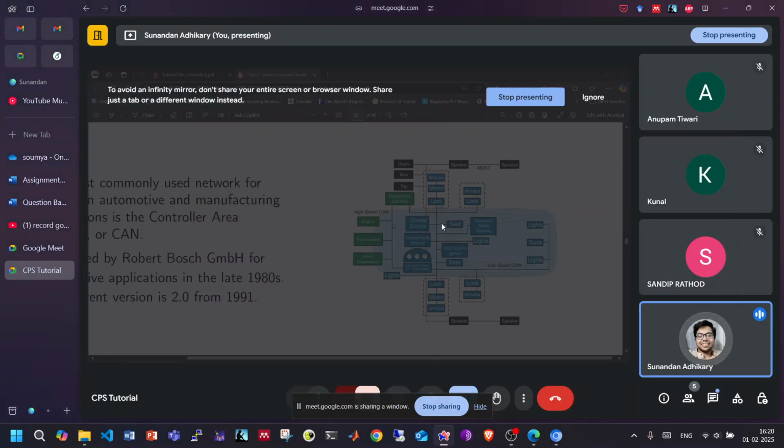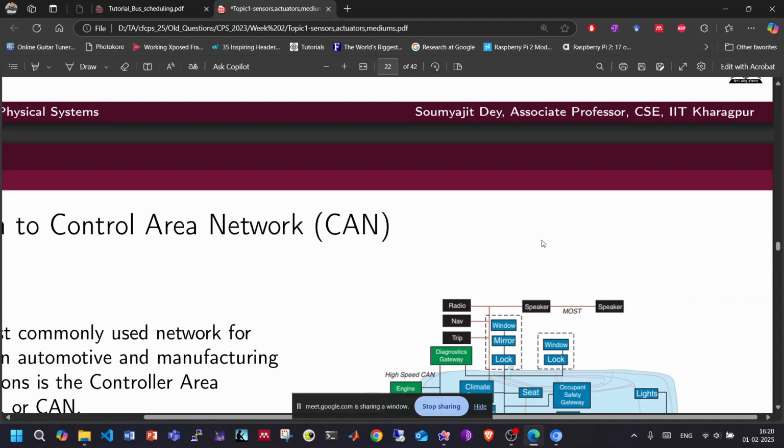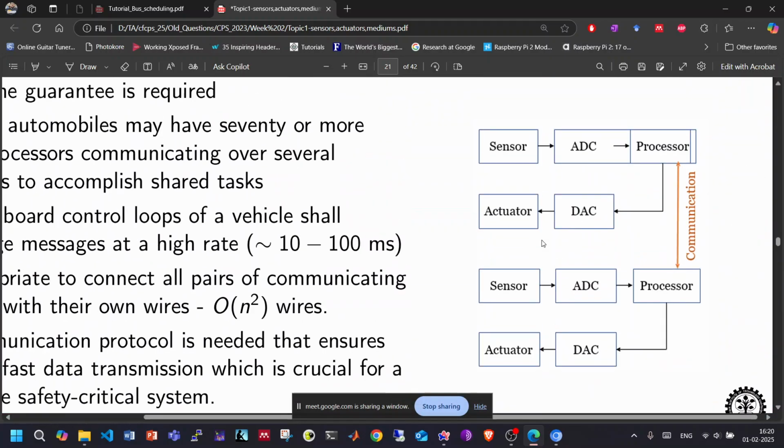Is it visible now? Sir, yes, sir. But previously, what you have was static. Okay, sorry. You should have told me earlier.